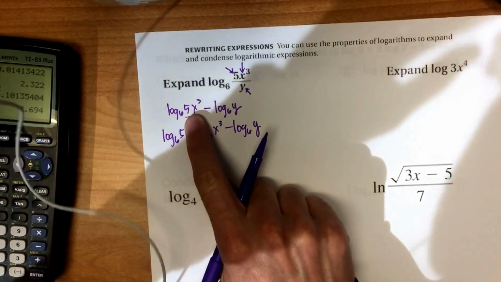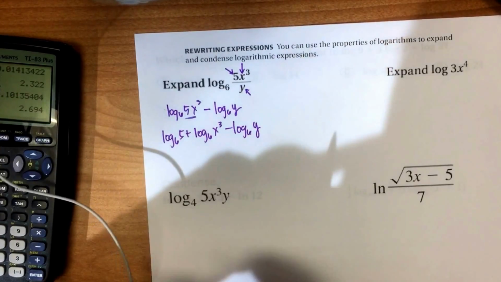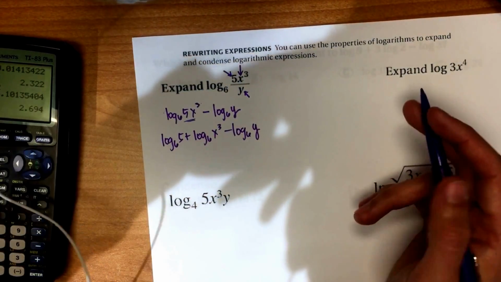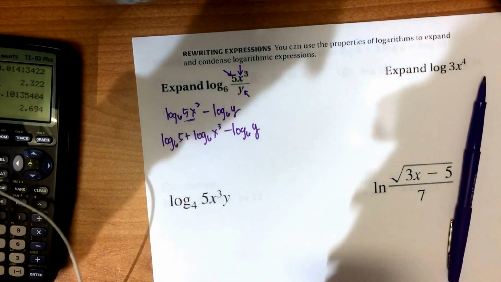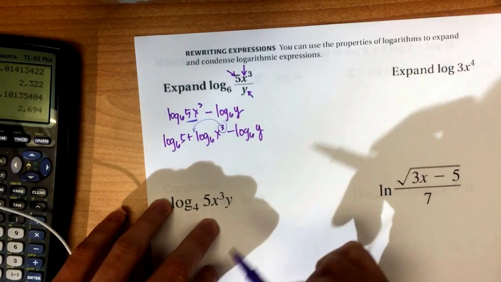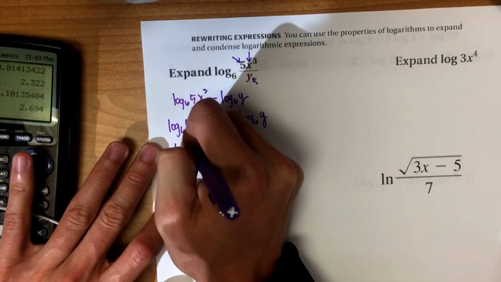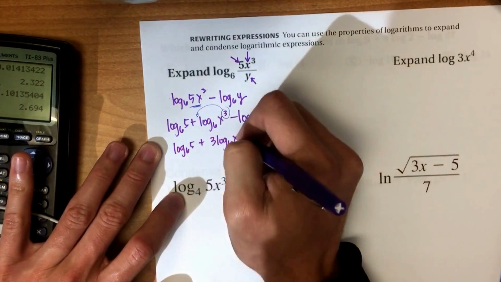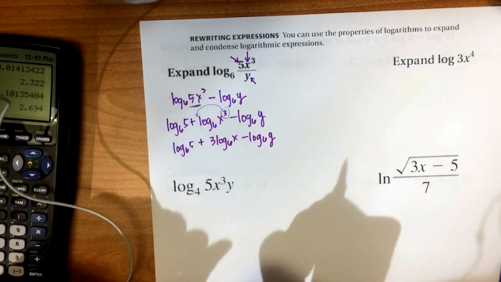If that 5x had been in parentheses and the 3 was affecting both, then you could have put it down first. But since that 3 is only on the x, you have to split the terms apart first. Now the last thing that we're going to do, we're going to take that power of 3 and put it down in front. But notice it's only going to go down in front of the x log term. So log base 6 of 5 plus 3 log base 6 of x minus log base 6 of y. And there is your expression fully expanded.